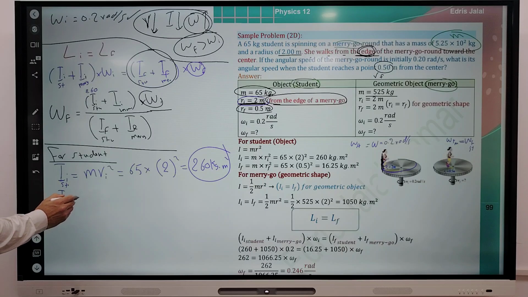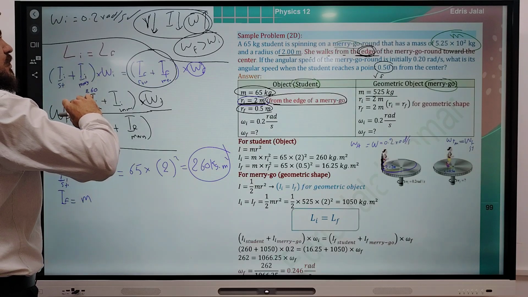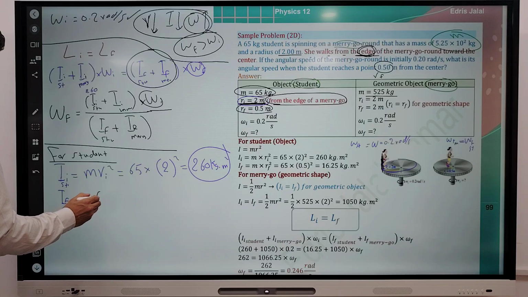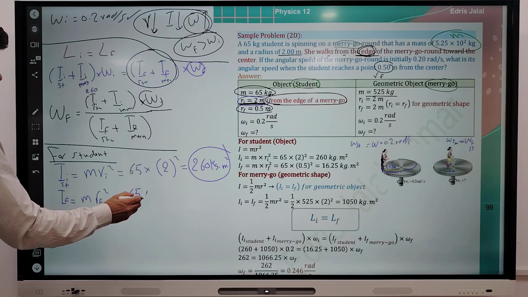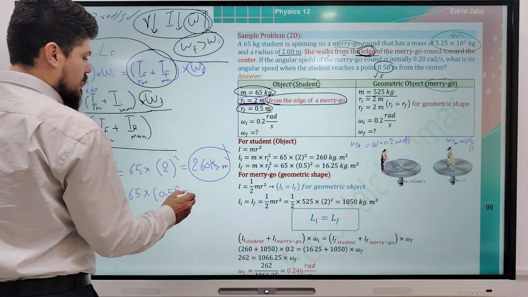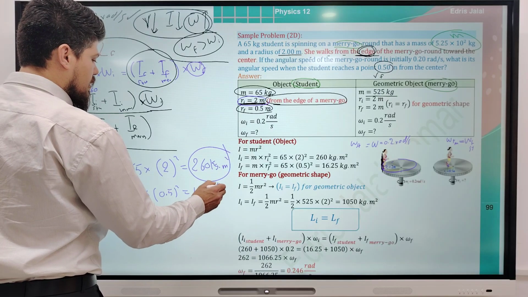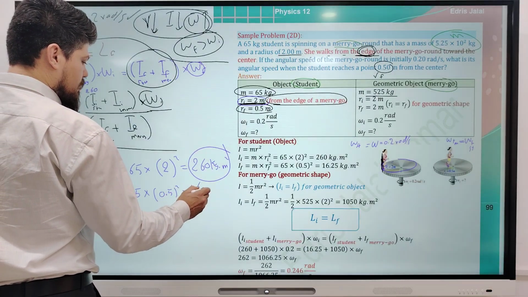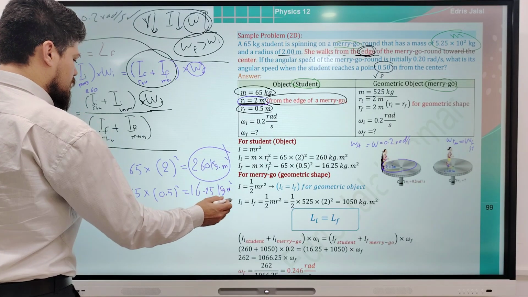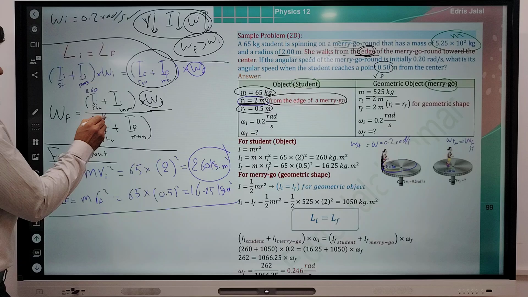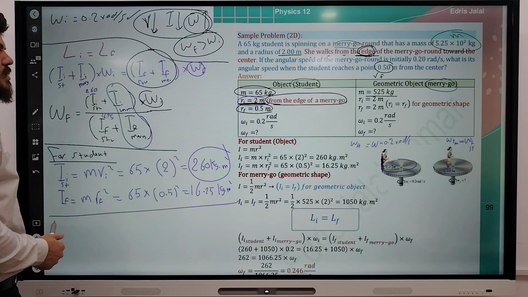I final for the student: because she walks from the edge to near the axis of rotation, the distance from the axis of rotation must decrease. 65 times R final 0.5 squared is equal to what? 16.25 kilogram meter squared. This is the final moment of inertia for the student. So what remains? The moment of inertia for the geometric shape.